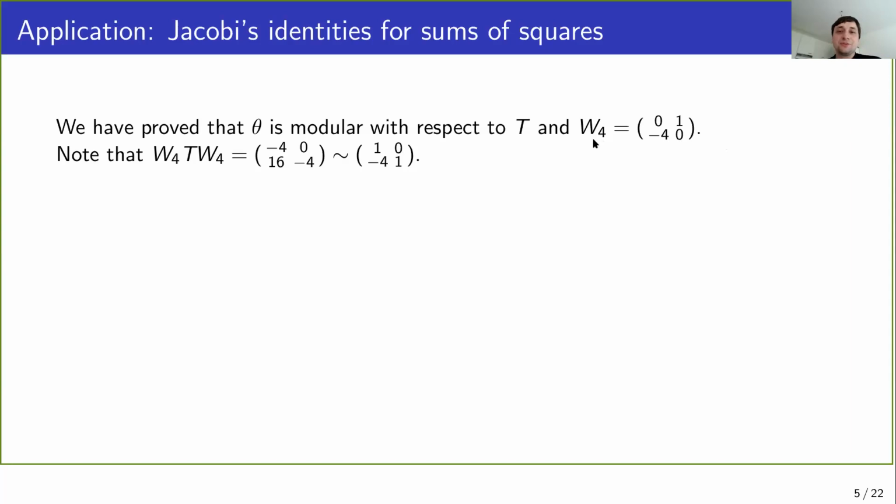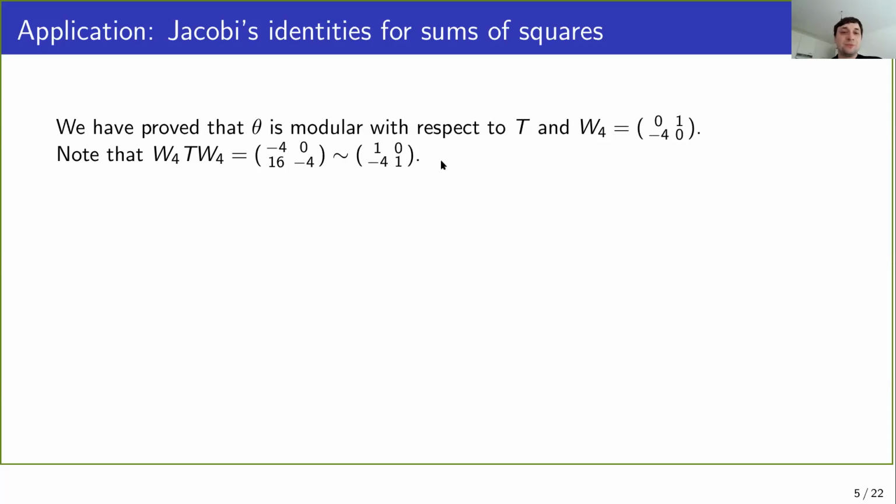So what we can do is, if we apply some composition of these two matrices, it might happen that the fractional linear transformation actually is equal to some transformation from SL2Z. And that's exactly what happens. So if you take the product W4 T W4, then it's given by this matrix, which is not unimodular, but the way it acts on the upper half plane is the same. It acts in the same way as this matrix, which is unimodular.